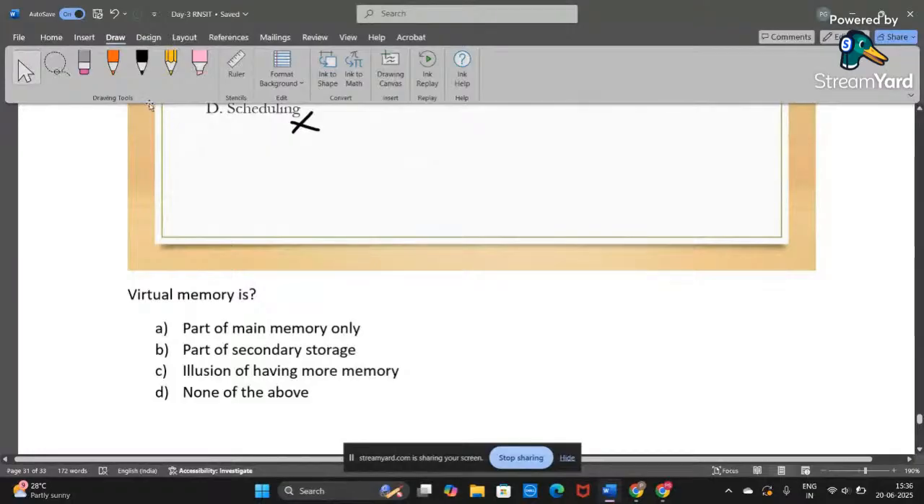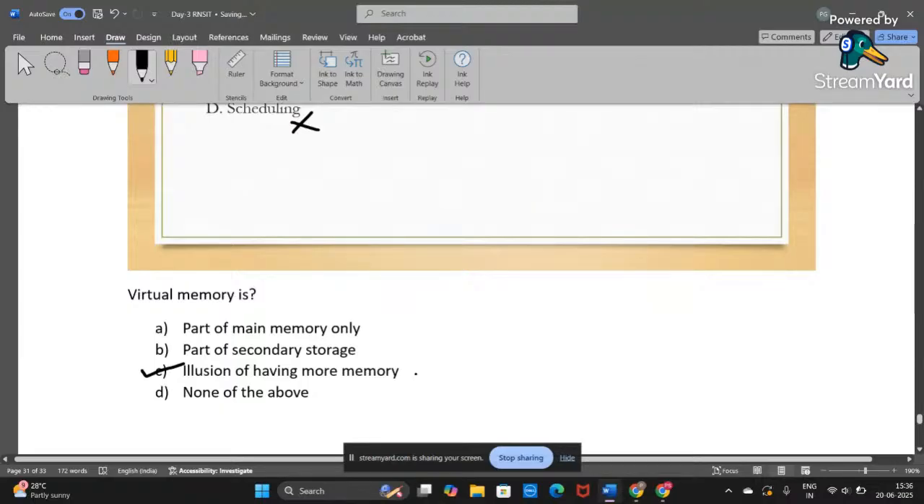For this, the answer is illusion of having more memory. Because virtual memory is a technique that allows the execution of processes that may not be completely in main memory. So virtual memory means illusion of having more memory. It gives the illusion to the users and applications that they have access to a large amount of RAM. What is RAM here? Random access memory.